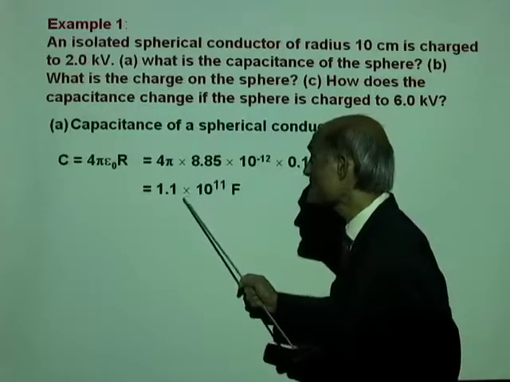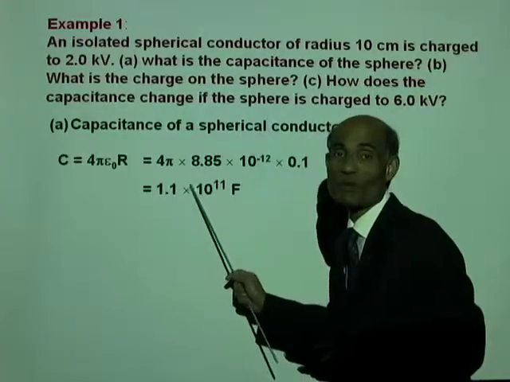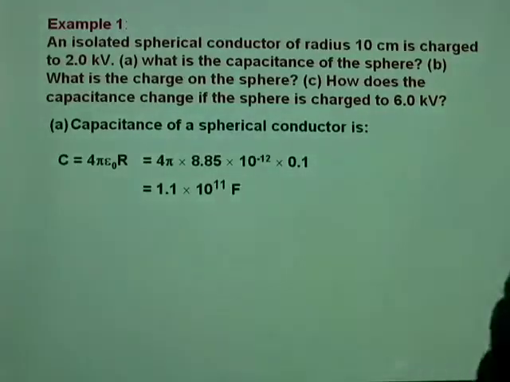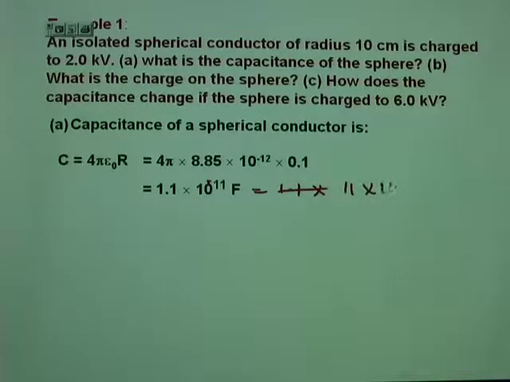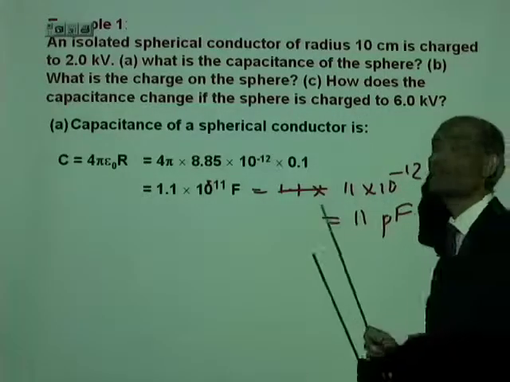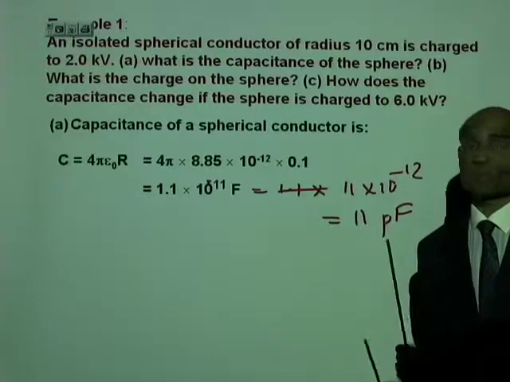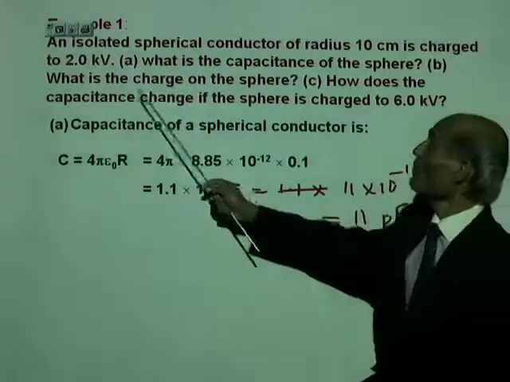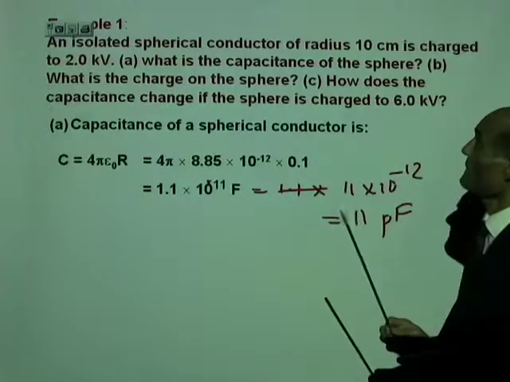Now, can you write this in terms of picofarad? 1.1 times 10 to the negative 11 is the same as 11 times 10 to the negative 12, which is 11 picofarad. So the capacitance of the spherical conductor is 11 picofarad. Alright, what's the next one? What is the charge on the capacitor?